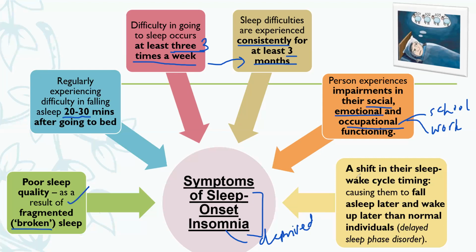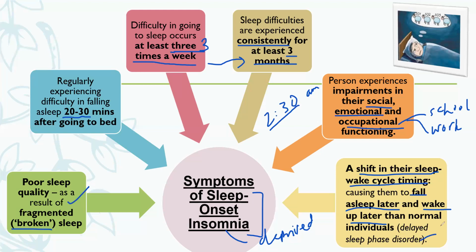Okay, and finally, another criteria that we can talk about is that there's a shift in the sleep-wake cycle timing, okay? Because these people might be falling asleep at 2:30 a.m. instead of the 12 o'clock time that they should usually be asleep. That then causes them to lose every night 2.5 hours of sleep. And over time, that causes them to not just fall asleep later, but to also wake up later compared to normal individuals, okay? And we call that the delayed sleep phase disorder, okay?